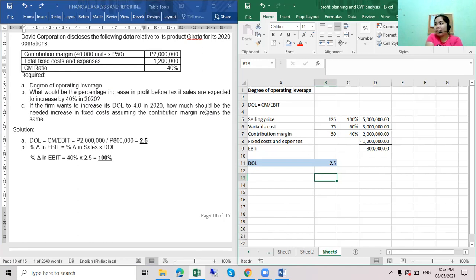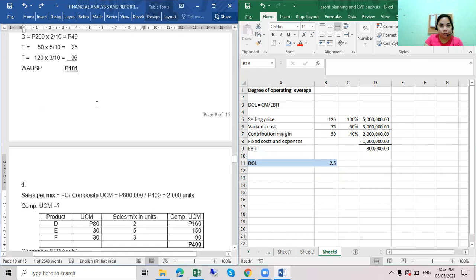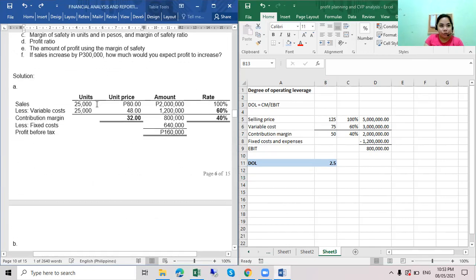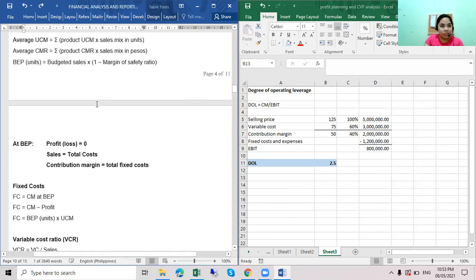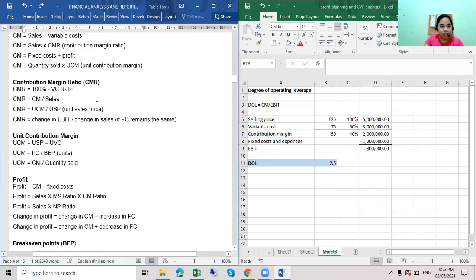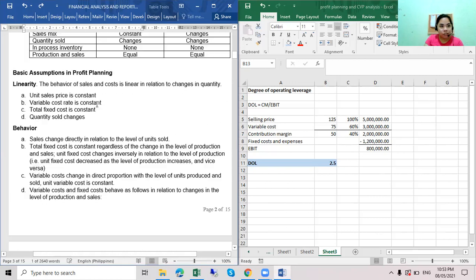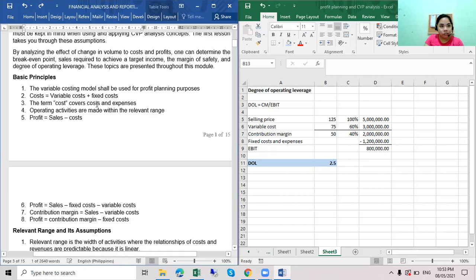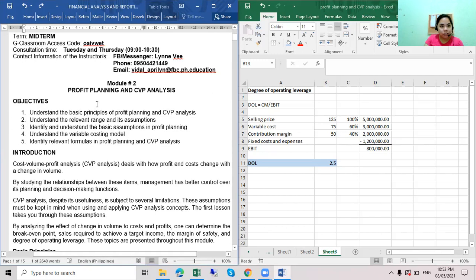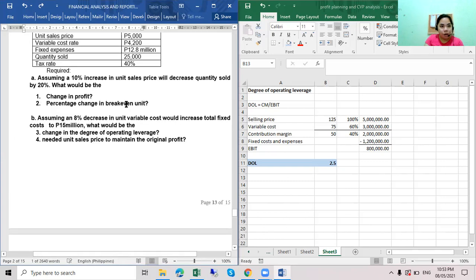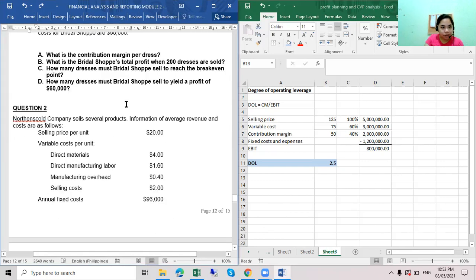Si DOL class ginagamit ta ni. Can I explain that to you in Ilonggo, but we have to go back if anong buot silingon ni DOL. Degree of operating leverage. Variable costing model. Okay, wala. I think na discuss ko sa inyo sang prelim. Anyway.